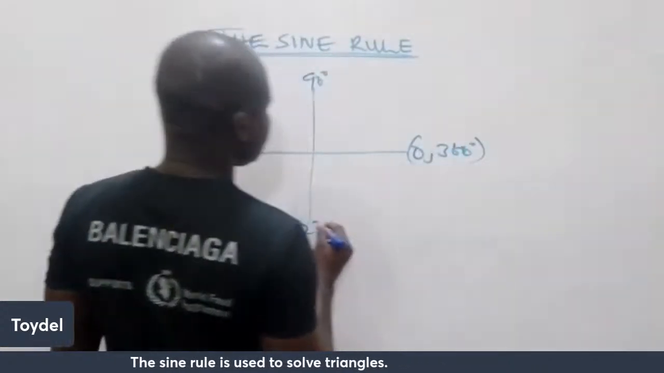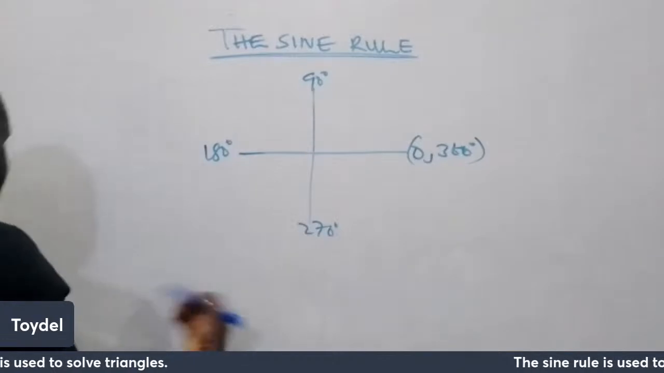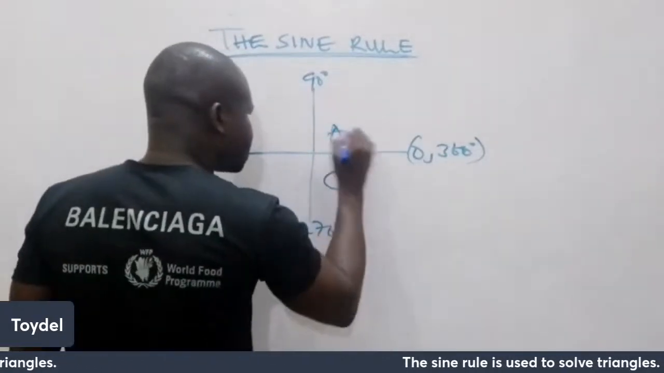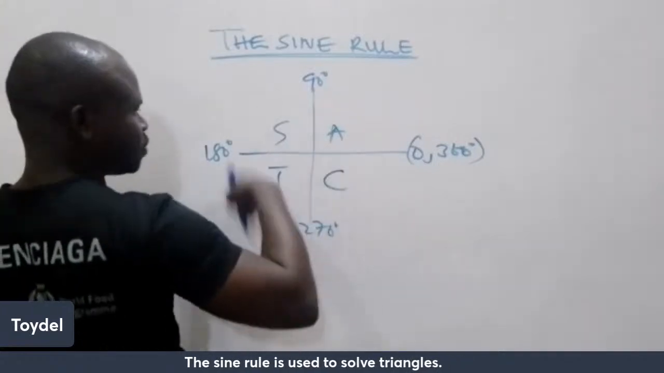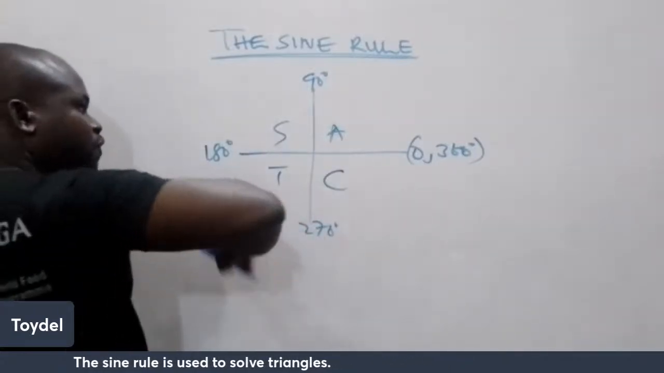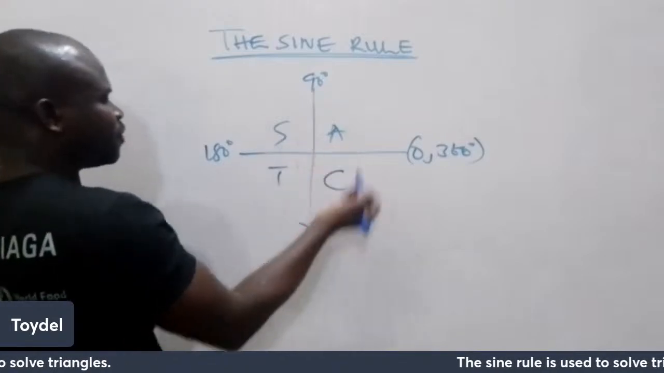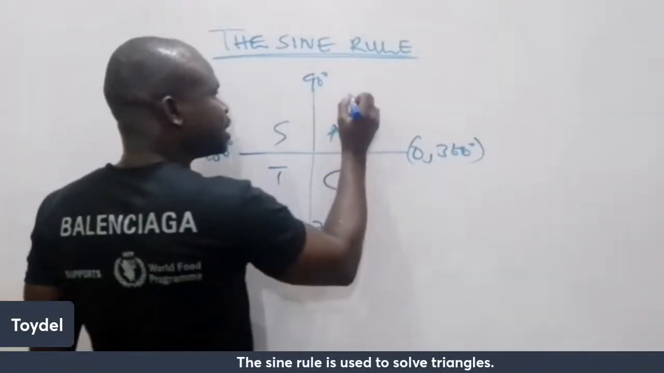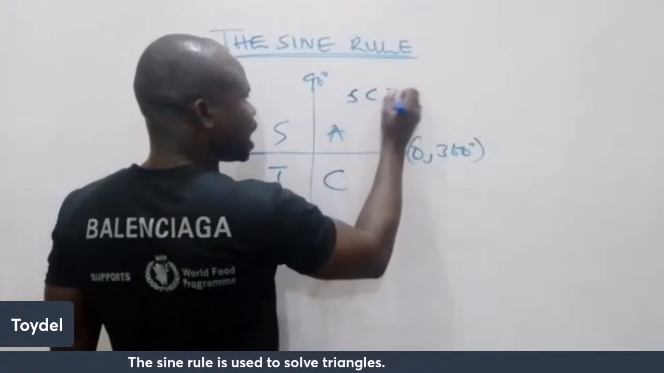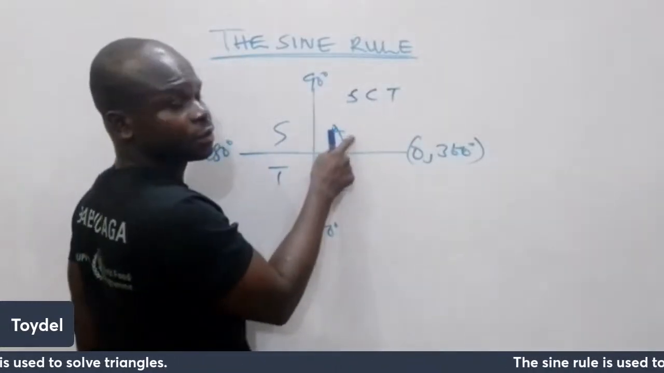Okay. So it now depends on the convention that we decide to approach. We know we have CAST. If you move anti-clockwise, it is called CAST. But if you move clockwise, it is called ACTS. What is the implication of all this? In this case, it shows that sine, cosine and tangent of an angle between 0 and 90 are all positive here.